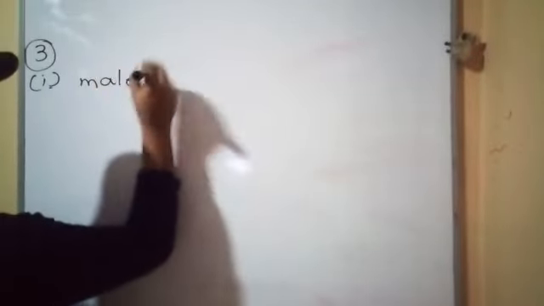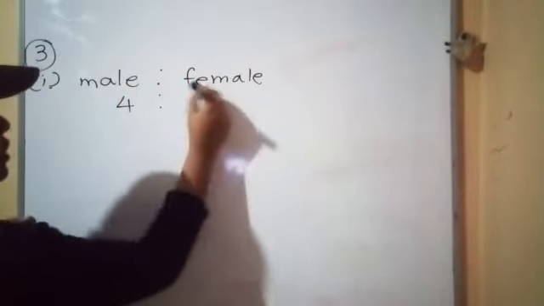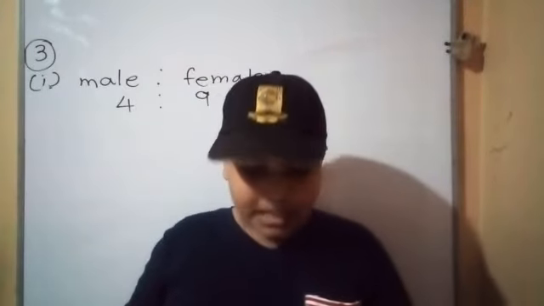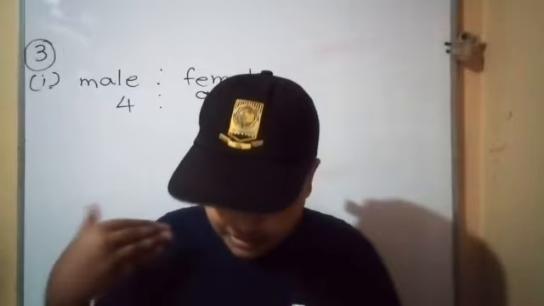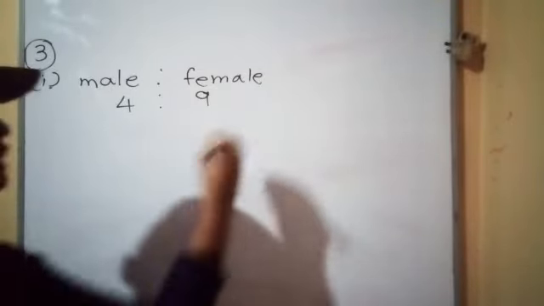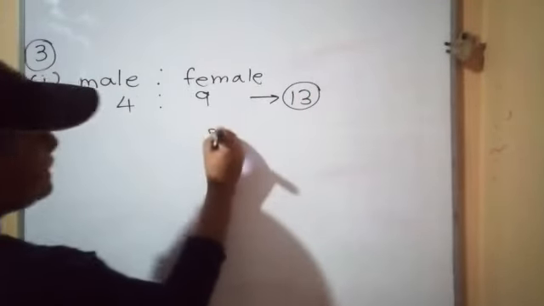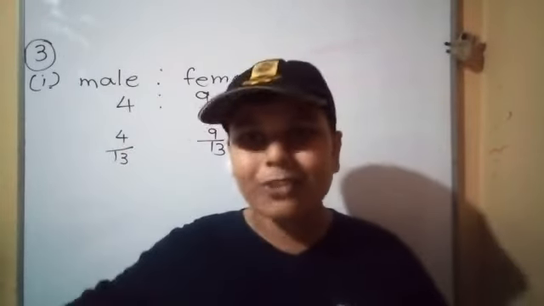That means if you get the ratio, male to female, 4:9. If the total number of workers recruited is 260, find separately the number of male and female workers recruited. So if you add this, 13, now this is 9/13, this is 4/13. So let's calculate now.